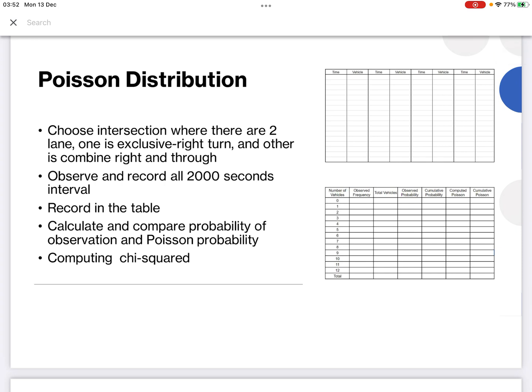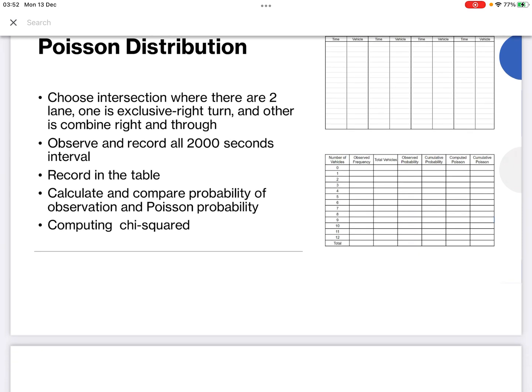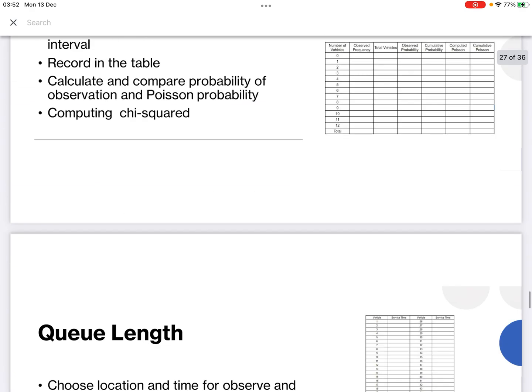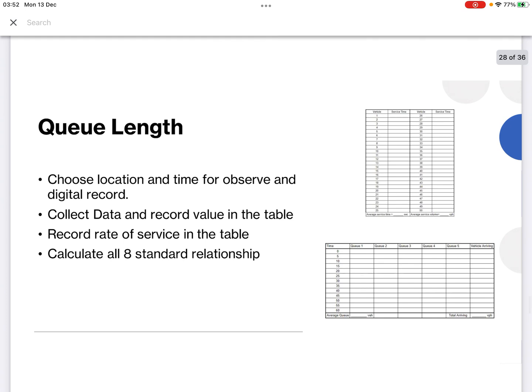Poisson distribution. Choose an intersection where there are two lanes. Observe and record for all 2000 intervals. Compute chi-square, which is a standard rate.